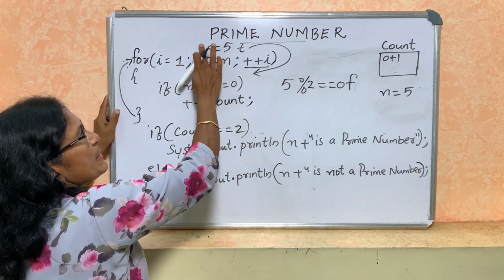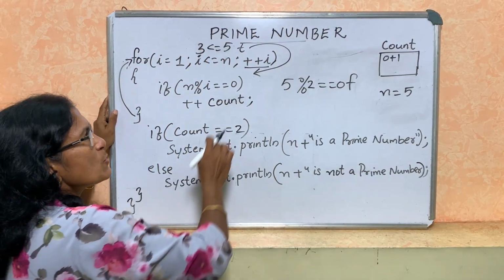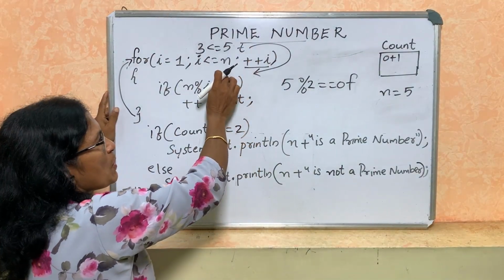The value of i is incremented to 3. Is 3 less than or equal to 5? True. So control again enters into the loop's body.